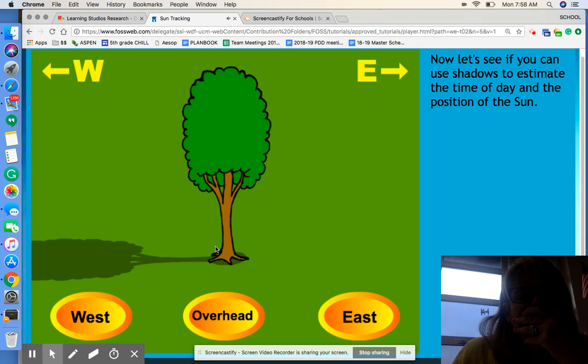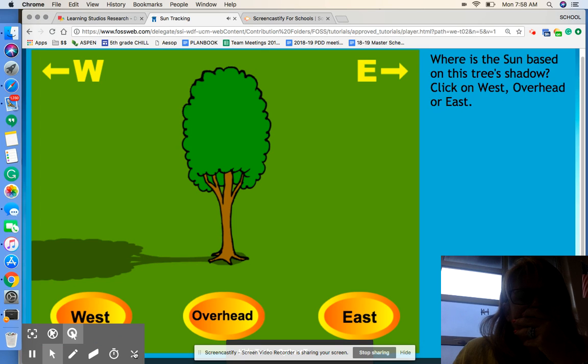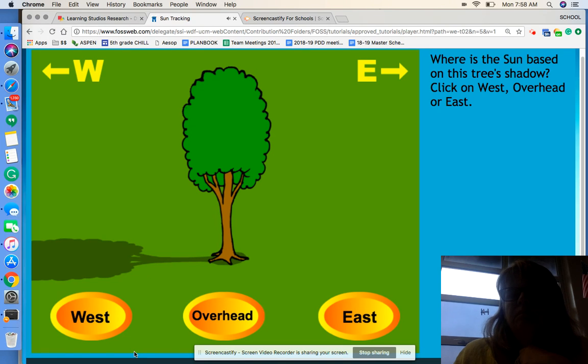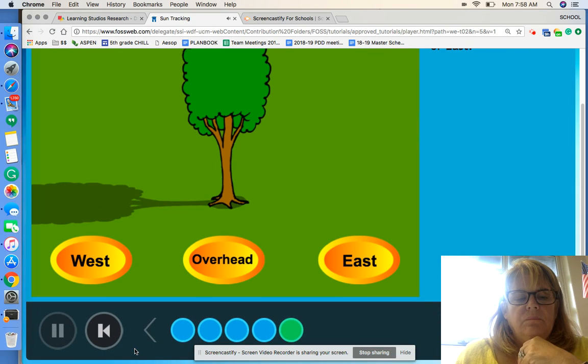Now let's see if you can use shadows to estimate the time of day and the position of the sun. Where is the sun based on this tree's shadow? Click on west, overhead, or east.